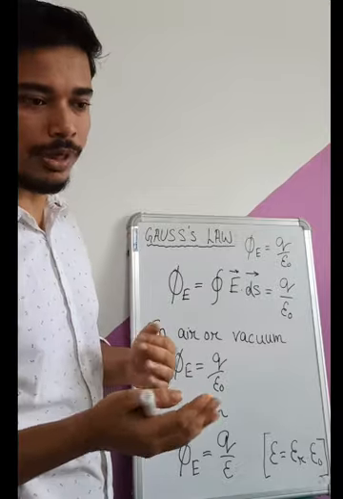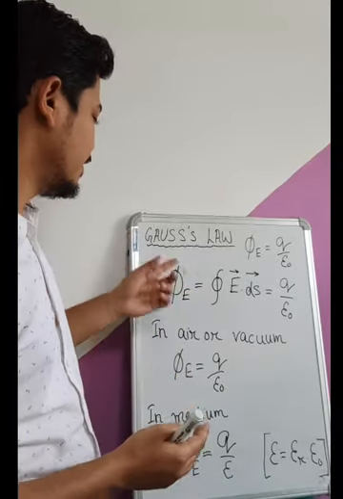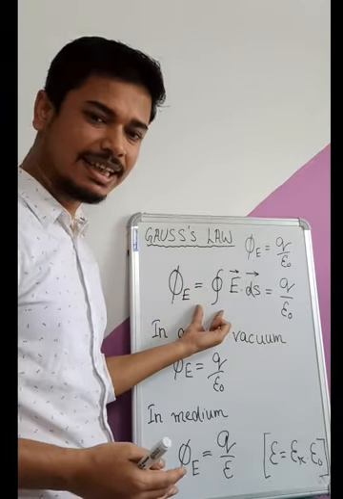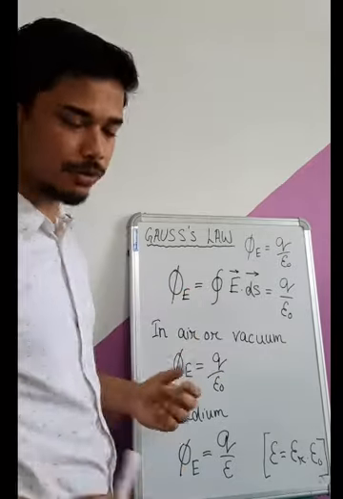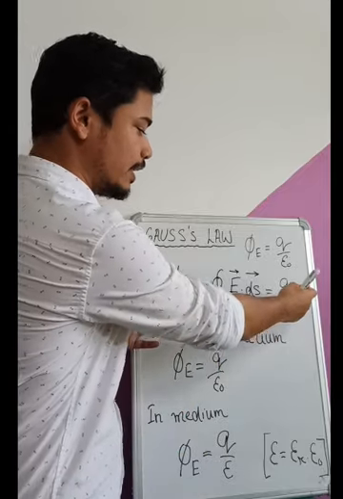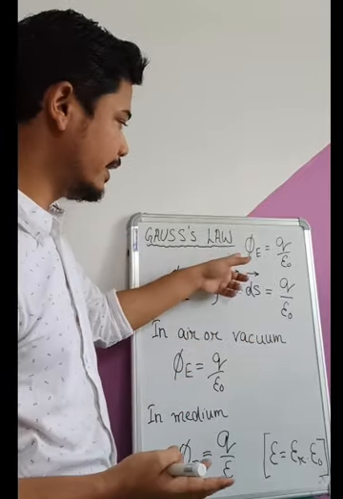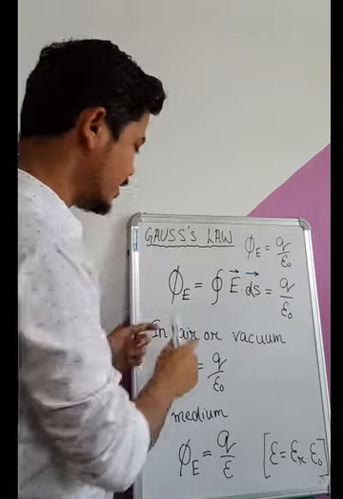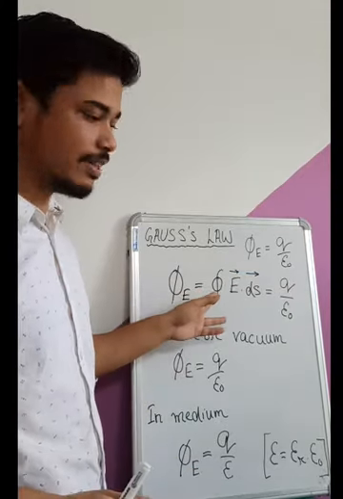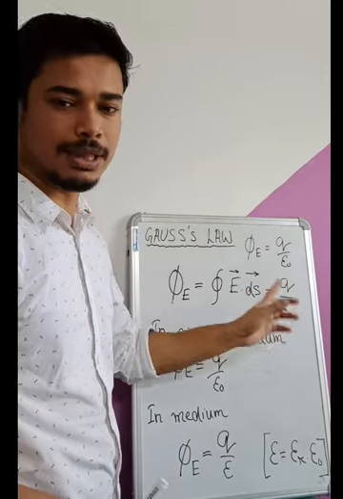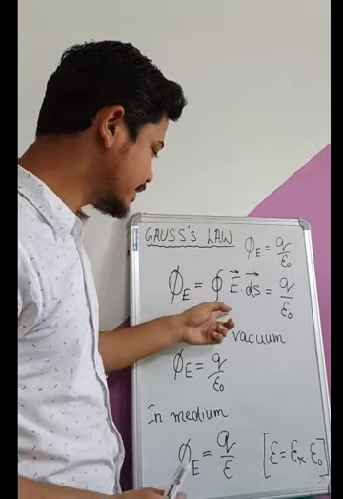Now we have already come to know that the electric flux is nothing but the closed surface integral of E dot ds. So in that case we can also equate this with q by epsilon naught. Since phi E is also equal to q by epsilon naught, we may write this equation as phi E is equal to closed surface integral of E dot ds, which is equal to q by epsilon naught. Now what does this symbolize?